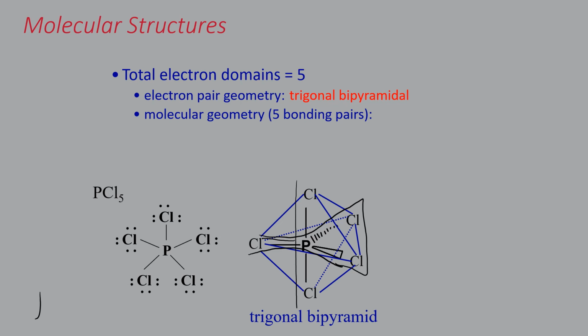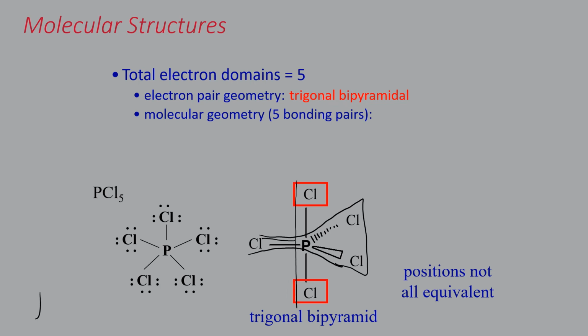But there's an important distinction for this trigonal bipyramidal shape. All the positions aren't equivalent. These chlorines, the ones that go above and below the triangle plane, for lack of a better term, are called the axial positions. The 3 that form the equilateral triangle are called equatorial positions, and they are not the same. And I want to show you that.